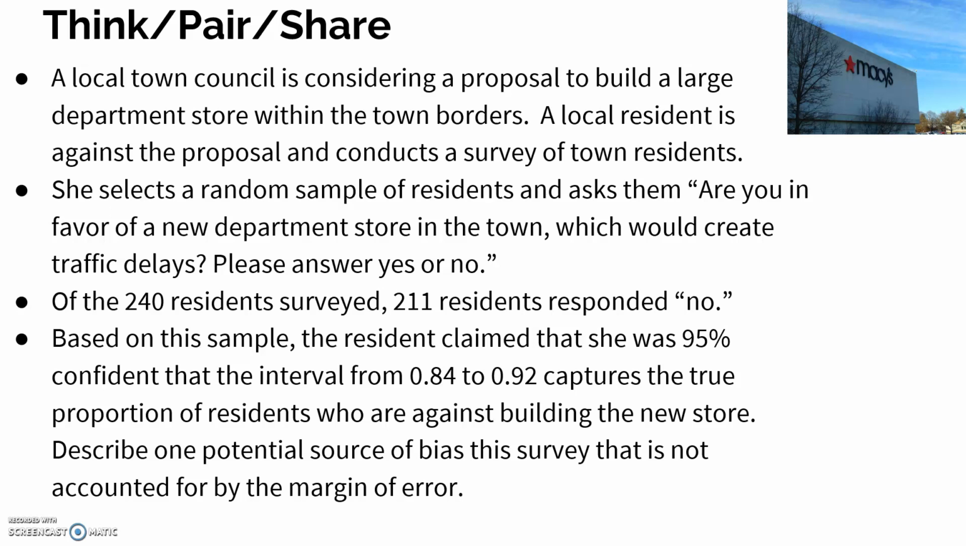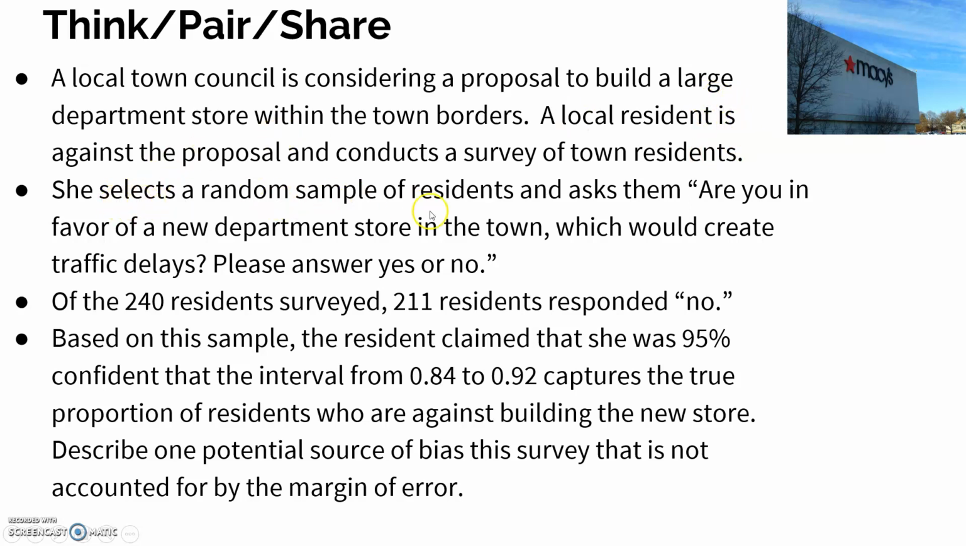There's just a couple more problems for you to try out, and then that's going to be it for today. So here, a local town council is considering a proposal to build a large department store within the town borders. A local resident is against the proposal and conducts a survey of town residents. Okay, so this person already has a vested interest and they just don't want this department store due to traffic most likely and other factors.